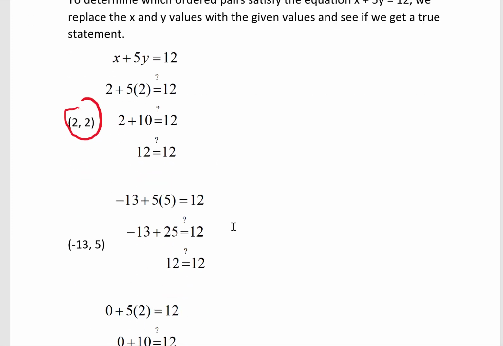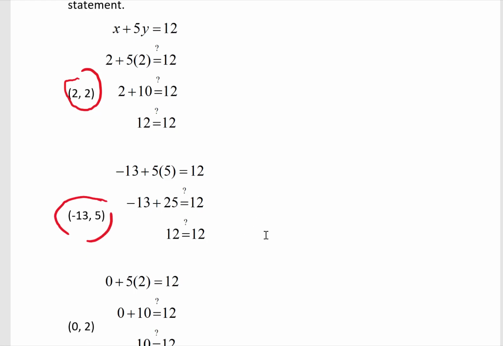The second ordered pair is negative 13, 5. So I've replaced x with negative 13, and I've replaced y with 5. So on the left side, I have negative 13 plus 5 times 5 gives me 25. Negative 13 plus 25 gives me 12. 12 equals 12. I get a true statement. So this ordered pair also satisfies the equation.